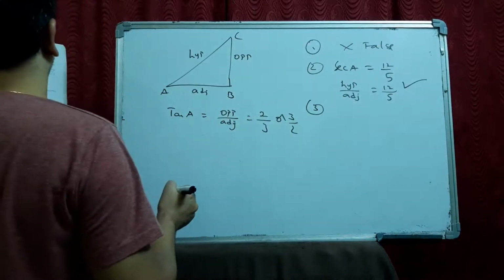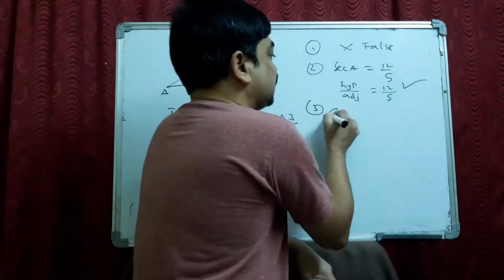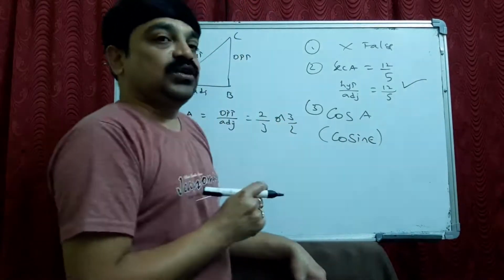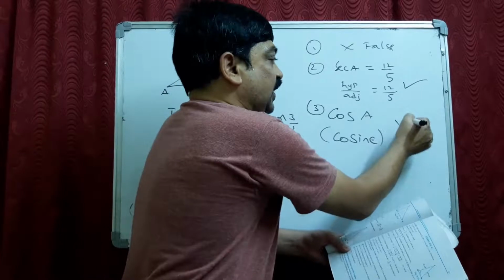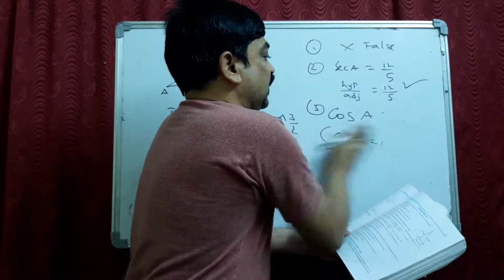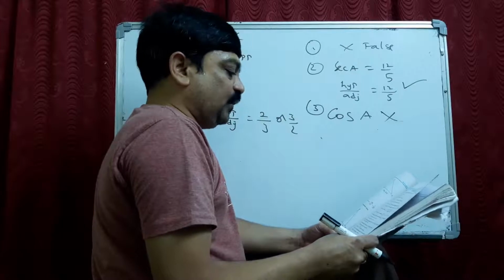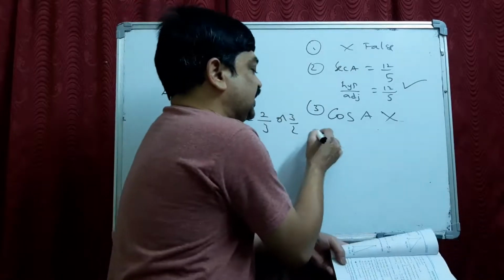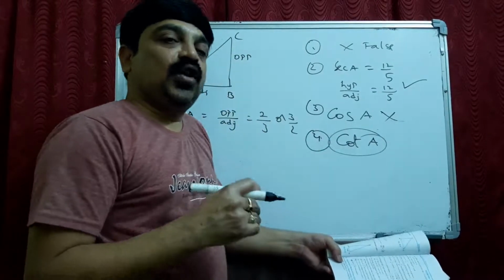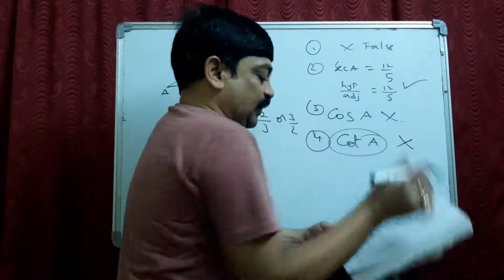Third one: cos A is the abbreviation of cosecant of angle A. It's wrong. Cos A means cosine, not cosecant. Cosecant is cosec. So the third one is false. Fourth one: cot A is the product of cot and A. See, when we write cot A, it is not a product. Cot is the trigonometric ratio operator of an angle. So it is also false.